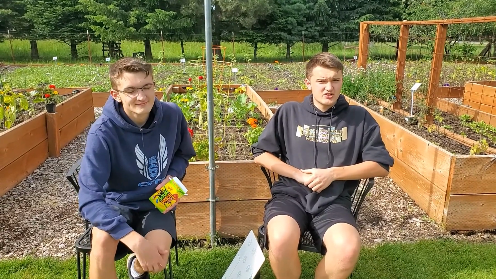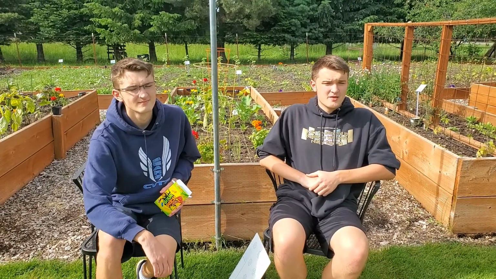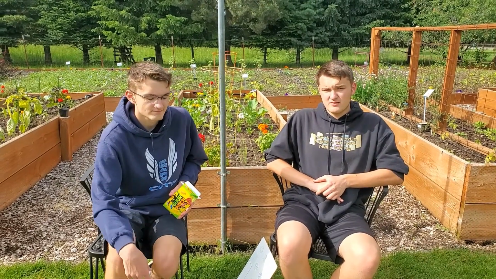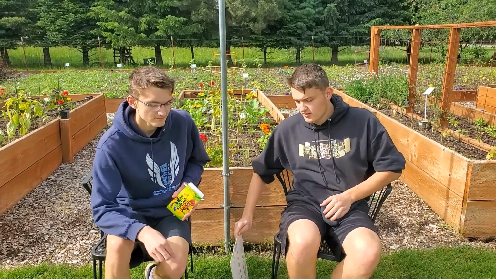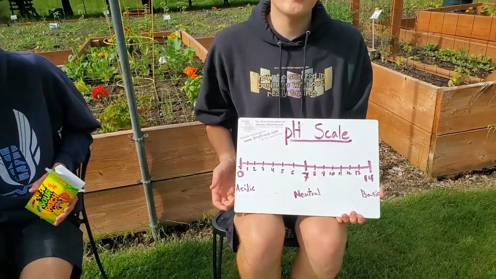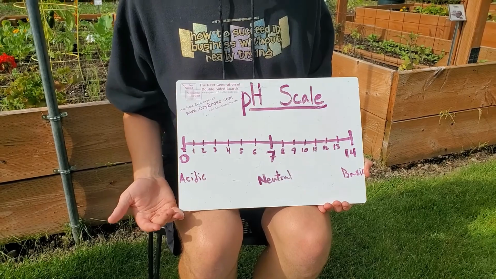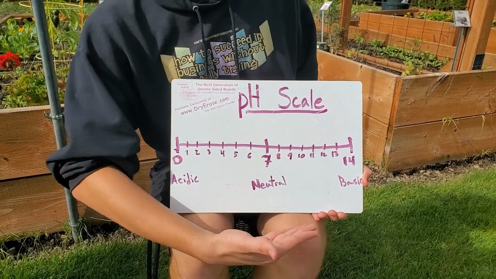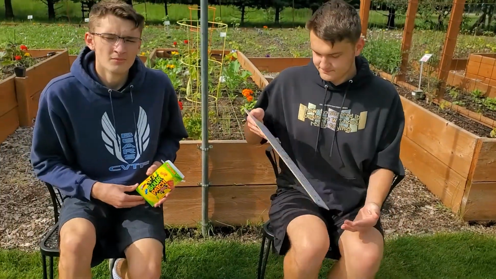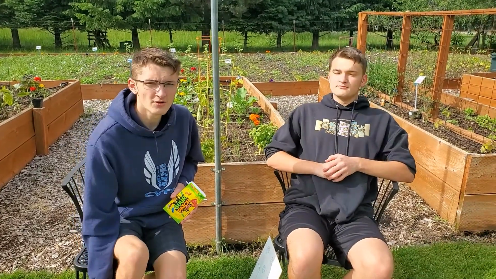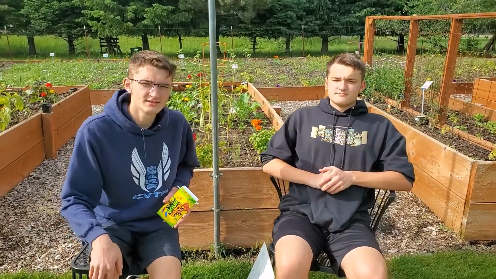The first thing you need to know is what is pH and what is the pH scale. pH is something used to measure how acidic or how basic something is. This is measured on something called the pH scale. As you can tell, it ranges from 0 to 14, 0 being the most acidic, 7 being neutral, and 14 being basic.